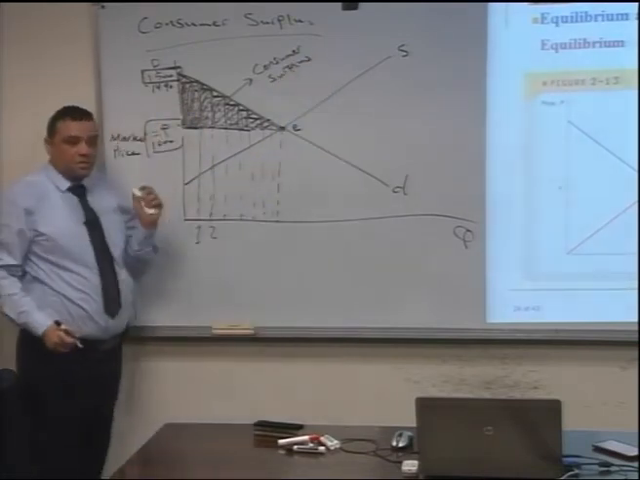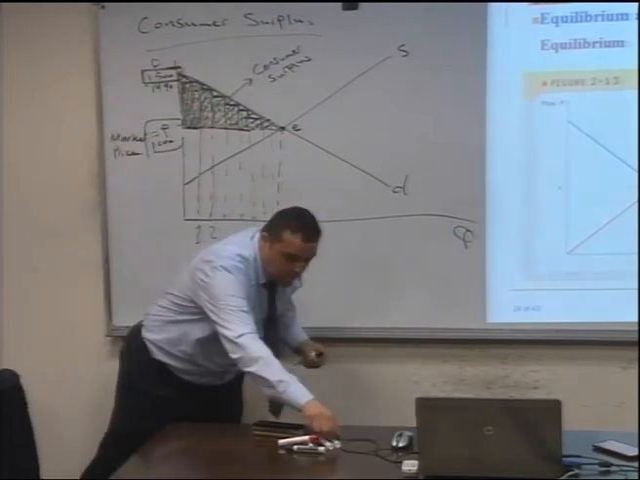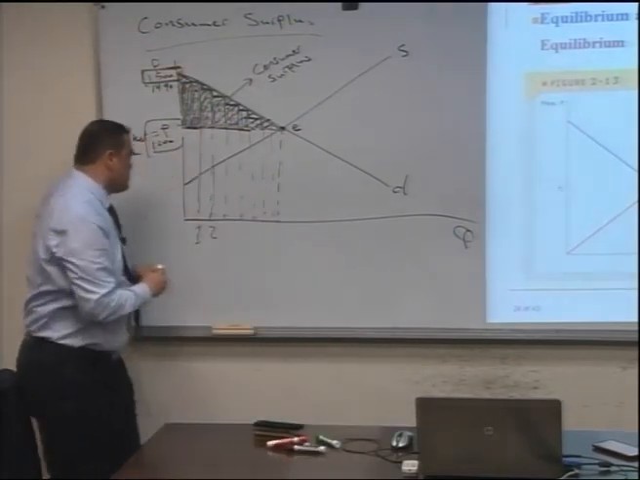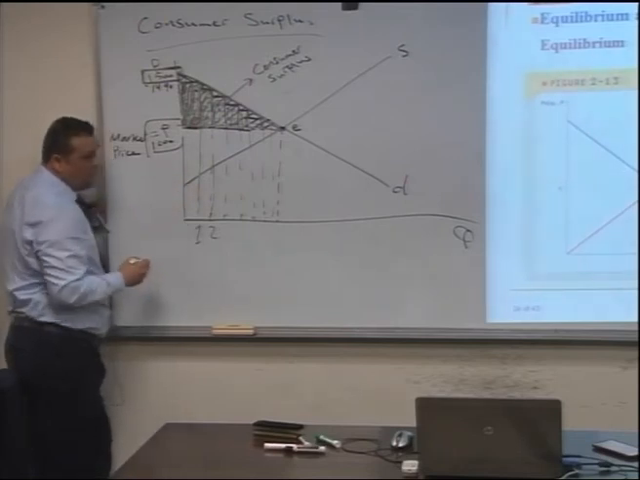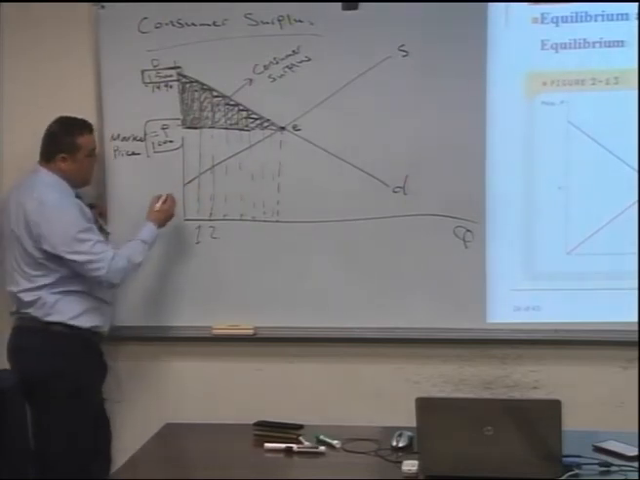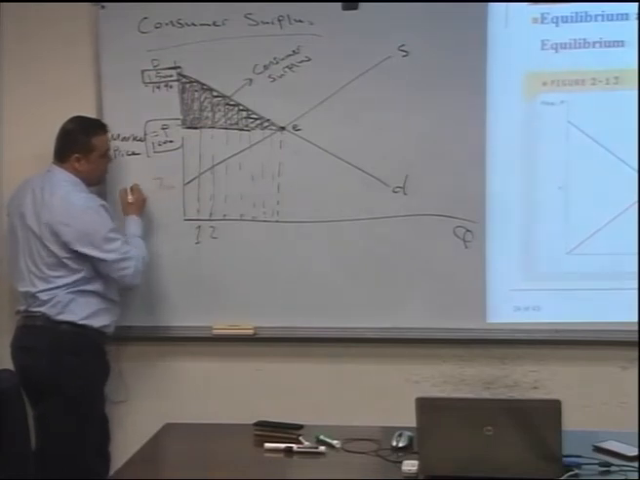What about the producer here? Let us assume that the producers desire to sell the product for 700.